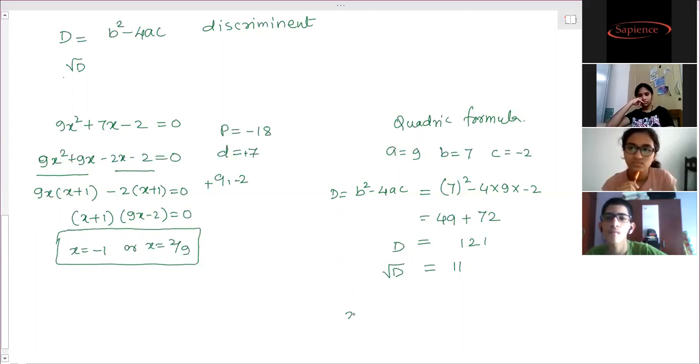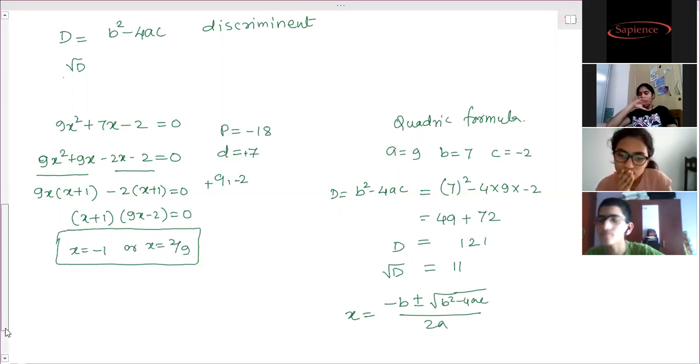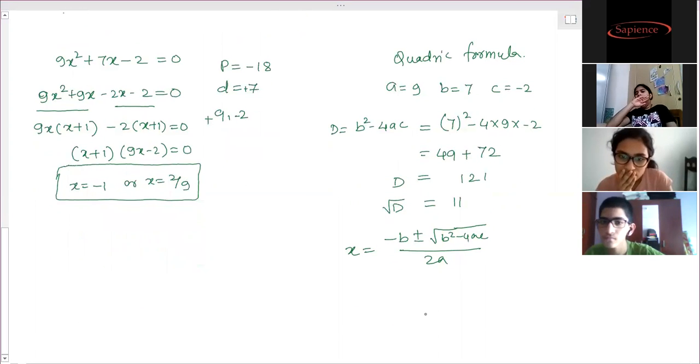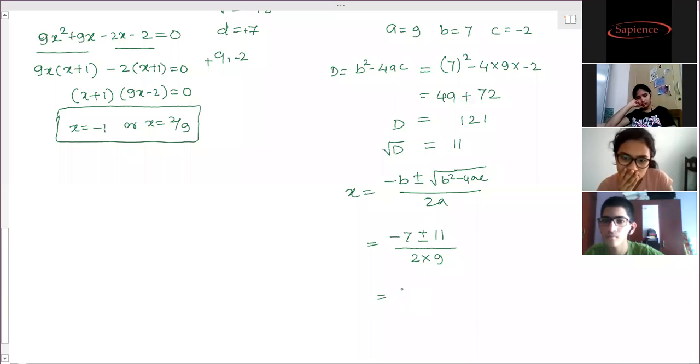So the formula: x is equal to minus b plus or minus square root of b square minus 4ac, by 2a. So minus b, that is 7 is the b value, minus 7 plus or minus this value we got, 11 already, divided by 2 into 9. So minus 7 plus 11 by 18 or minus 7 minus 11 by 18.